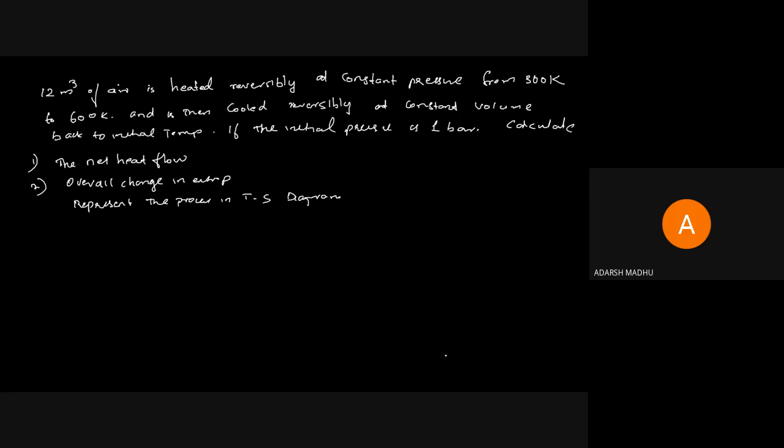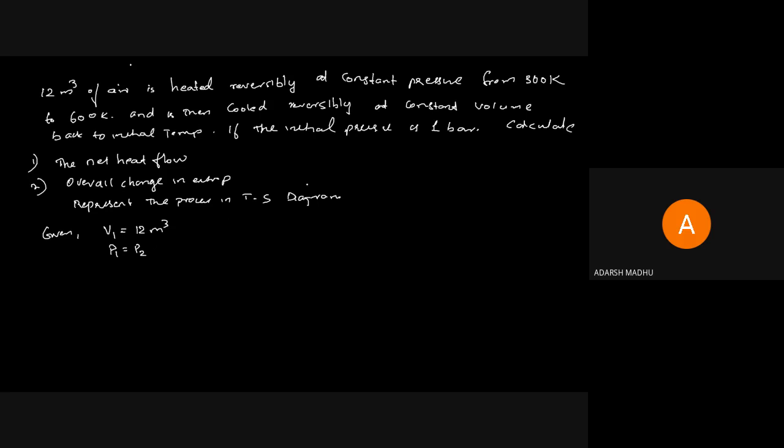So what is the question? 12 meter cube of air, the volume, is the given data. First write the given data. 12 meter cube of air is heated, so V1 equals 12 meter cube. It is heated reversibly at a constant pressure, so constant pressure from 1 to 2. Initially the process happening from 1 to 2 is heating, at a constant pressure. Therefore P1 equals P2.